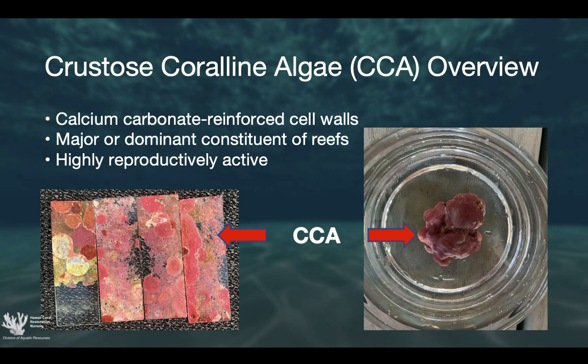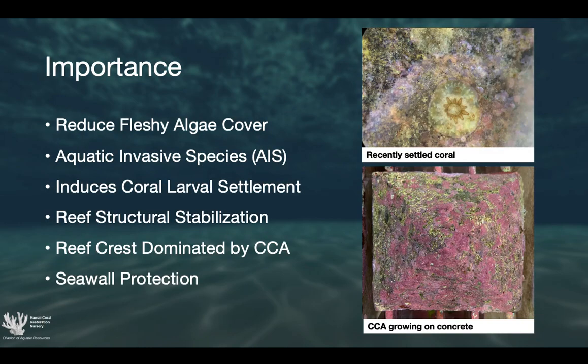So very briefly, I'm going to assume most everybody knows what Crustose coralline algae is, but it is a red algae characterized by calcium carbonate reinforced cell walls. It is a major, or in many places dominant, constituent of reefs, particularly in the reef crest area, which experiences extremely high wave energy. And it's also highly reproductively active. So a colony of CCA that's the size of a microscope slide has the potential to release thousands of spores at one given time. So extremely quick to grow.